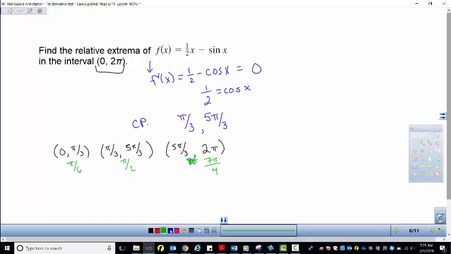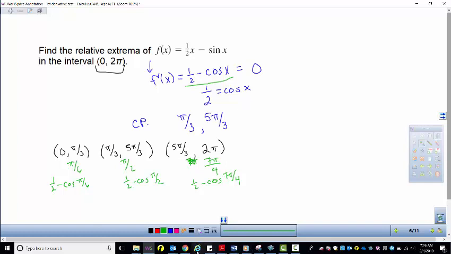Okay, then you take your test points and you put them into your derivative. So the first one, you're going to have 1/2 minus the cosine of pi over 6. And the next one, you're going to have 1/2 minus the cosine of pi over 2. And then 1/2 minus the cosine of 7 pi over 4. Now you can use your unit circle or you can use your calculator. So if you're using your calculator, put that in radians.